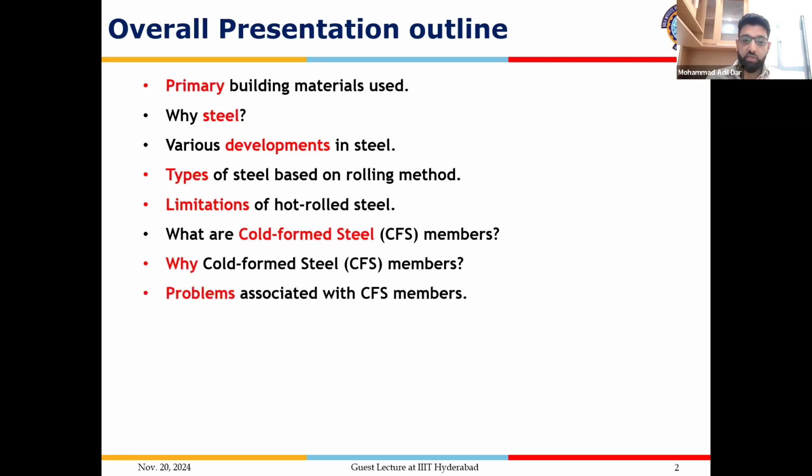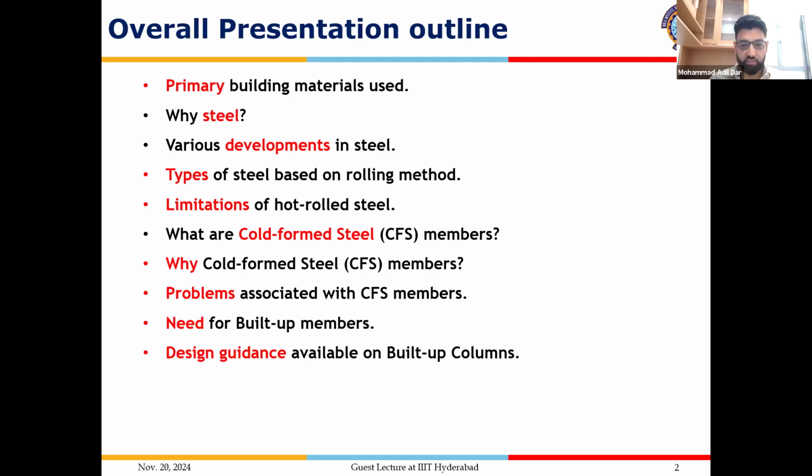Now, after discussing all the advantages of cold formed steel, we'll also discuss briefly what are the problems associated with cold formed steel members. That's what we try to address in our research, different relevant problems. Then our talk will divert towards a need for built up members, regardless of the type of steel material.